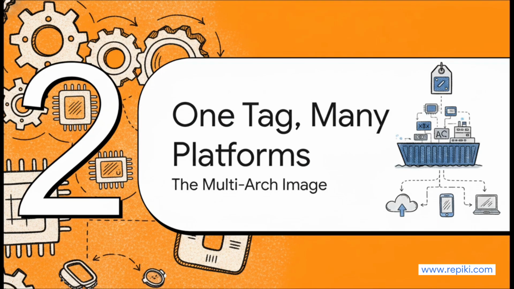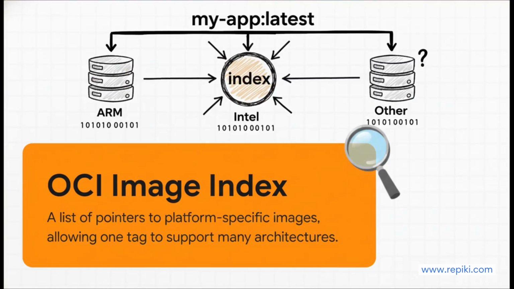So, how in the world do we build software for a world with two major, totally incompatible CPU types? Well, the answer is this really beautiful and elegant concept called a multi-architecture image. This right here, this is the secret sauce. Instead of an image tag like my-app:latest pointing to just one image, it points to a special kind of list, an index. Think of it like a table of contents. It basically tells the container runtime, hey, listen, I've got a version for ARM over here, a version for Intel over there, and who knows, maybe even a few others.